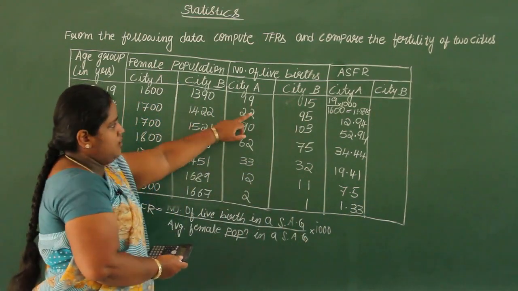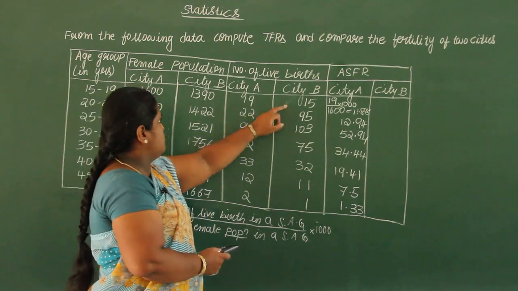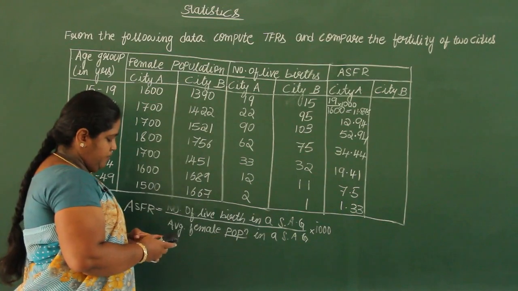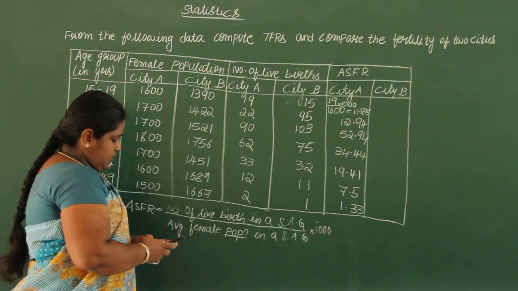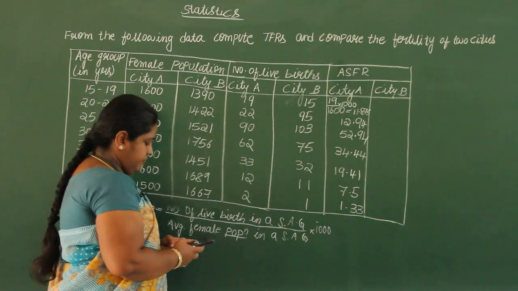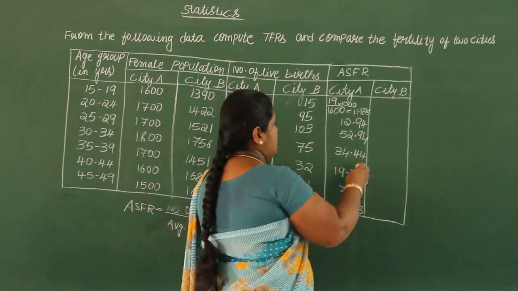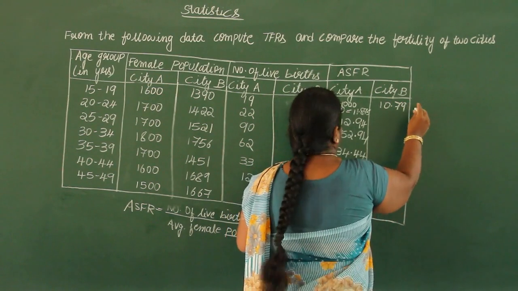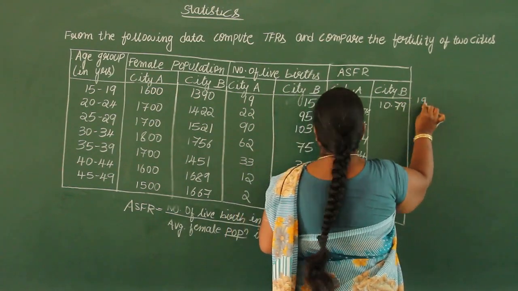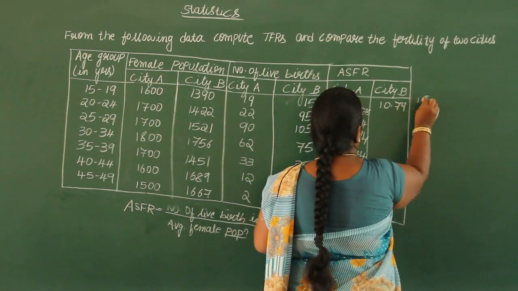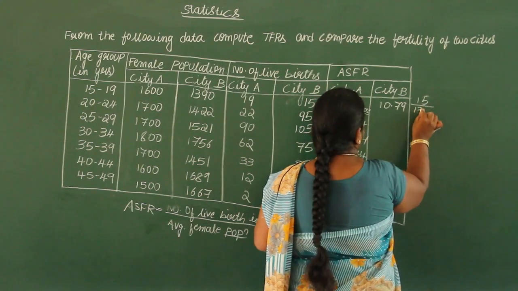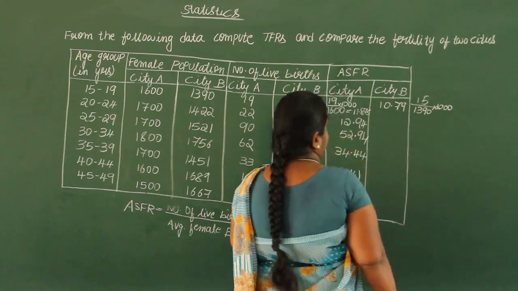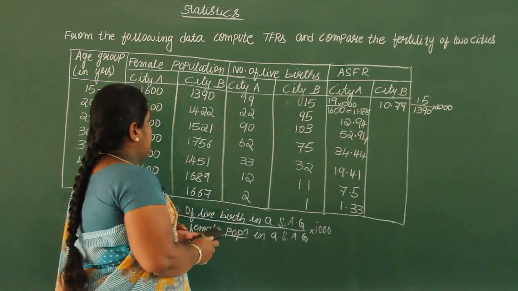For city B, the live birth is 15. So 15 divided by 1390 into 1000, will get 10.79, and show that one step calculation. So 15 divided by 1390 into 1000. So we'll get 10.79.